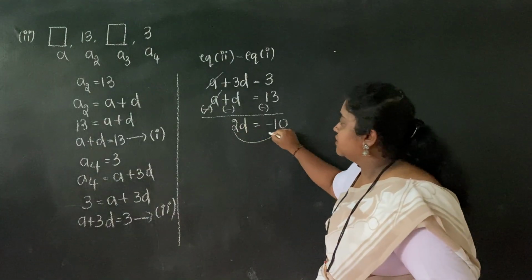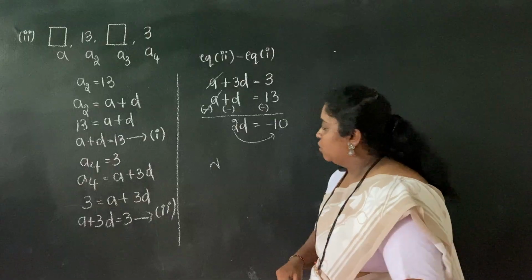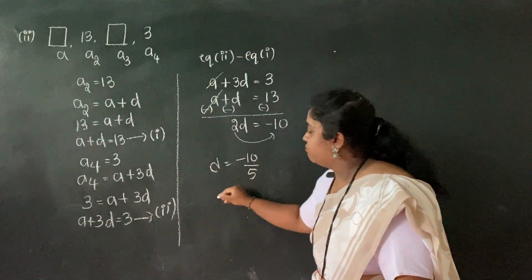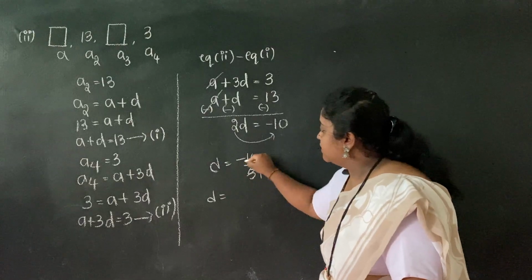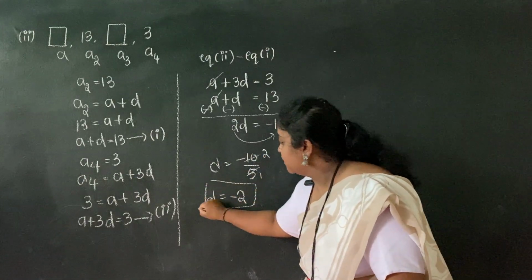I'll bring 2 to this side. Multiplication turns to be division. So D is equal to minus 10 divided by 2. D is equal to, 2 fives are 10, that is equal to minus 5. I got D value as minus 2.